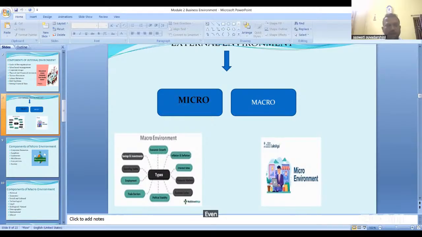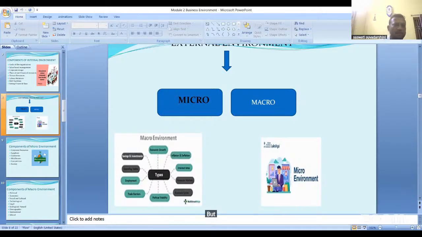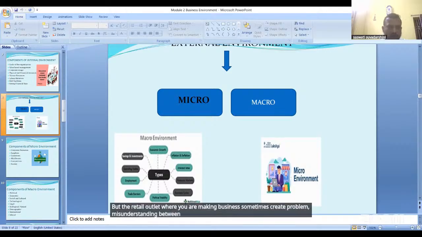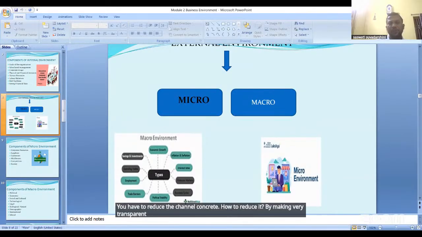Even in the supply chain, with the retailer, wholesaler, manufacturer, all these parties, the middleman sometimes creates problems. Your relationship with the manufacturer is very good, but the retail outlet where you are doing business sometimes creates problems, a misunderstanding between the channels. So that is also a challenge for this business. You have to reduce the channel conflict. How to reduce it? By approaching in a very transparent way. So that is very important.